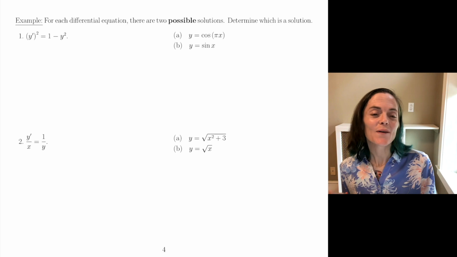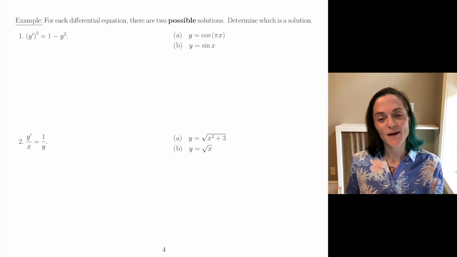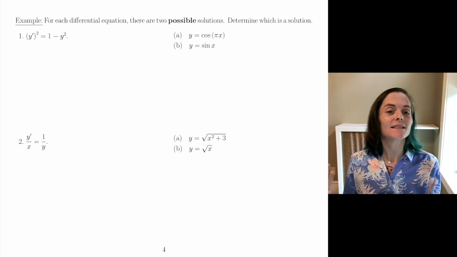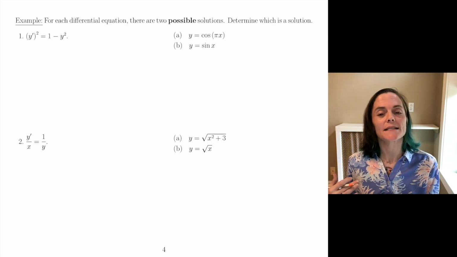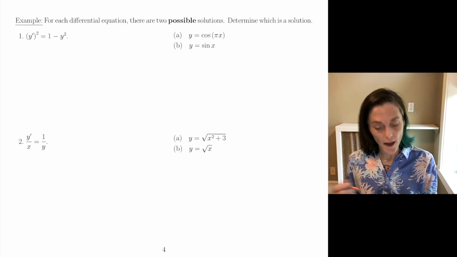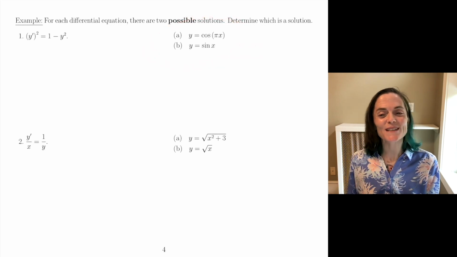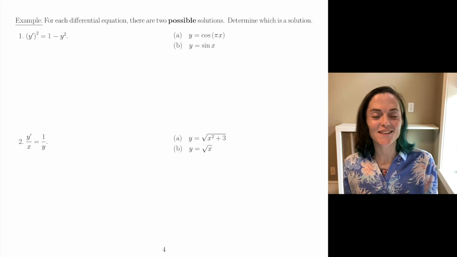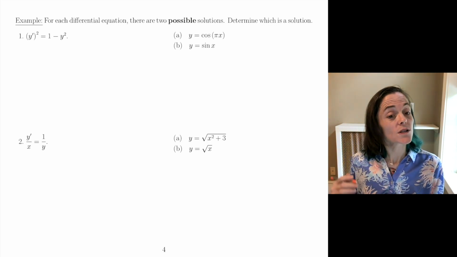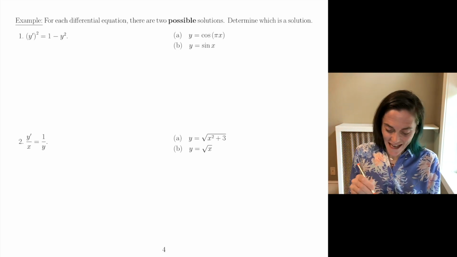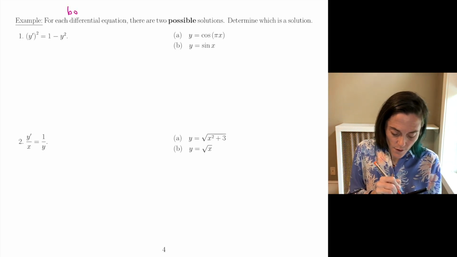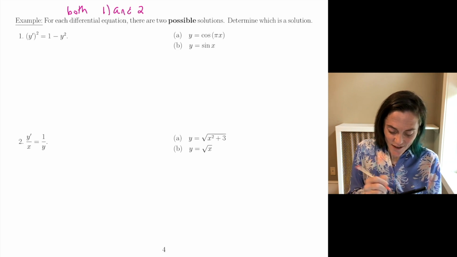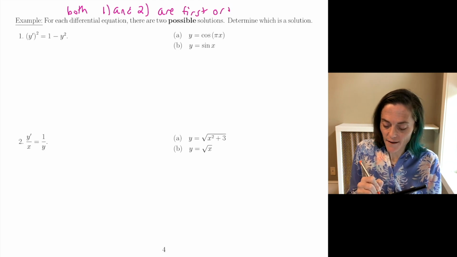Okay, now here is just some nice practice verifying solutions. So we have two different differential equations, 1 and 2. For each one, I'm giving you two possible solutions, and we're determining which one is and which one is not a solution. Okay, also note that both are first order. Maybe I will put this as a remark. Both 1 and 2 are first order. This is this new terminology.